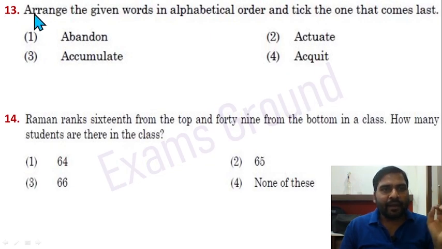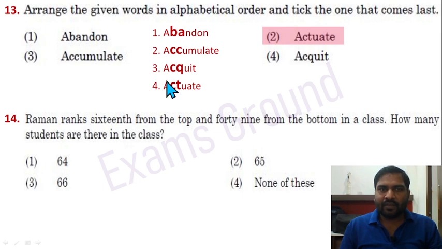Question 13. Arrange the given words in alphabetical order and tick the one that comes last. A is common in all words, and then next is B, A, C, C, C, Q, C, T. So this is going to be the last one. Option 2 is correct. Actuate is the last word to come in alphabetical order.